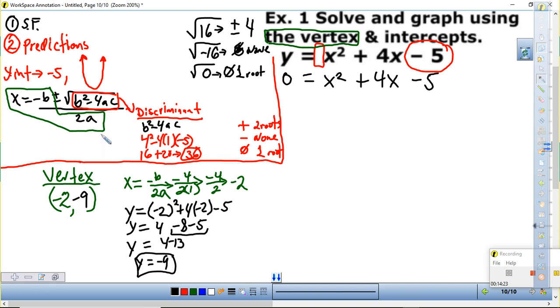So if it's opening up, that means the lowest point is going to be at what point? Negative 2, negative 9. Everybody there? Copy that.